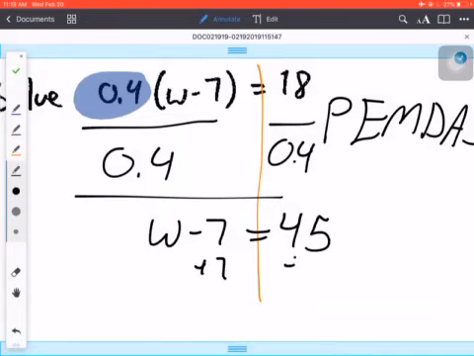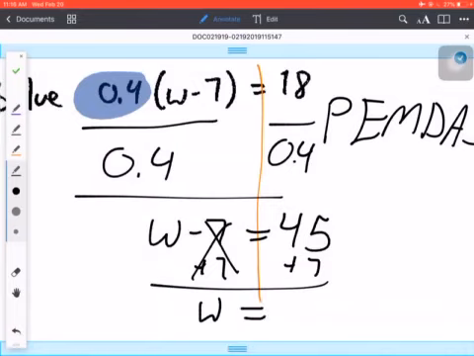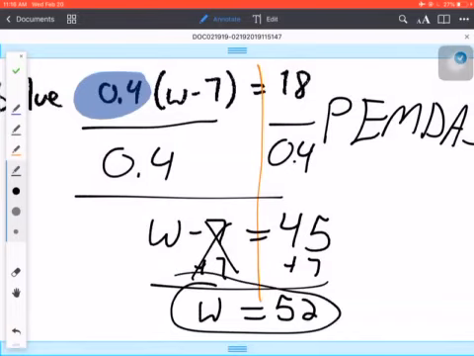Add 7 to both sides, creates a 0 pair. I'm left with w on the left. 45 plus 7 happens to be 52. And that's hopefully my answer.